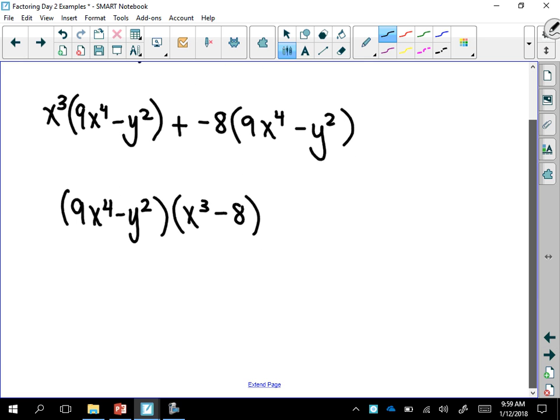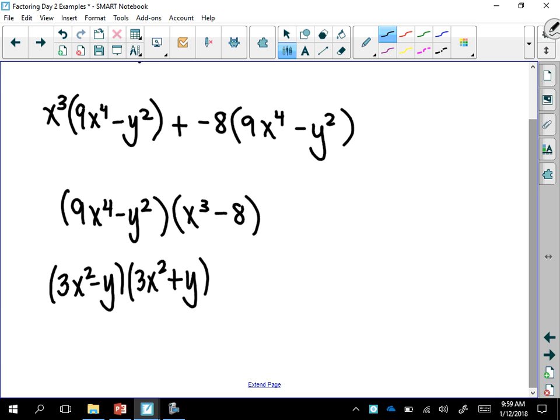So factoring each of those, we'll get conjugates. It'll be 3x squared minus y and 3x squared plus y. And then difference of perfect cubes, we'll get a binomial and a trinomial. So x minus 2, x squared plus 2x plus 1. Everybody feeling good?